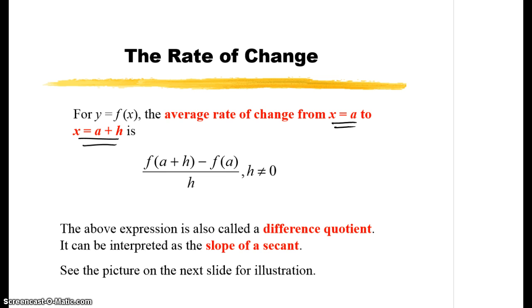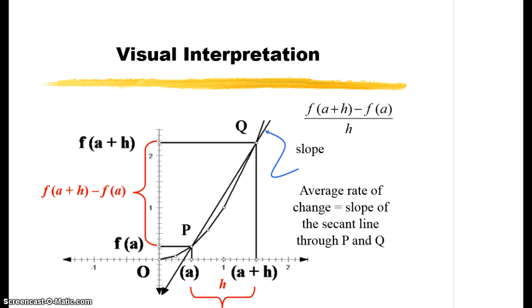For that, let's take a look at this picture. If we have 2 points on a curve, P and Q, such that the coordinates of P are a comma f of a, and the coordinates of Q are a plus h comma f of a plus h, then what we have here for the difference quotient is simply the slope of the secant line. It's the line going through these 2 points. That's what we call the secant line. The line going through 2 points of a curve.